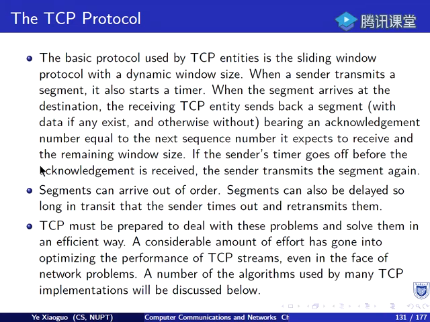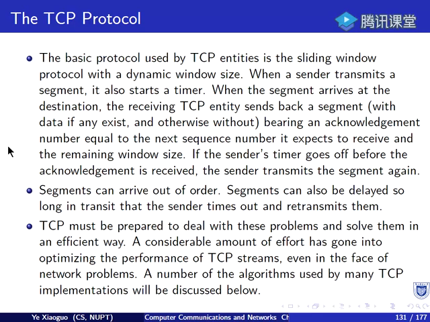The basic protocol used by TCP is the sliding window protocol with a dynamic window size. When a sender transmits a segment, it also starts a timer. When the segment arrives at the destination, the receiving TCP entity sends back a segment bearing an acknowledgement number equal to the next sequence number it expects to receive, and the remaining window size. If the sender's timer goes off before the acknowledgement is received, the sender transmits the segment again.